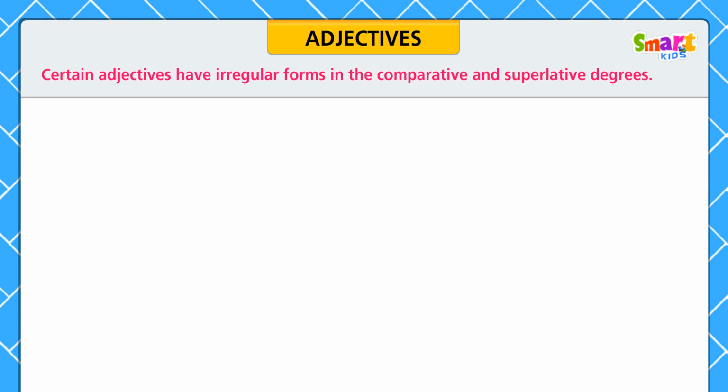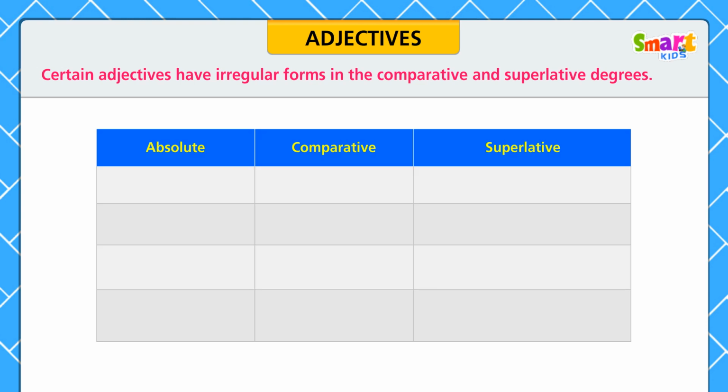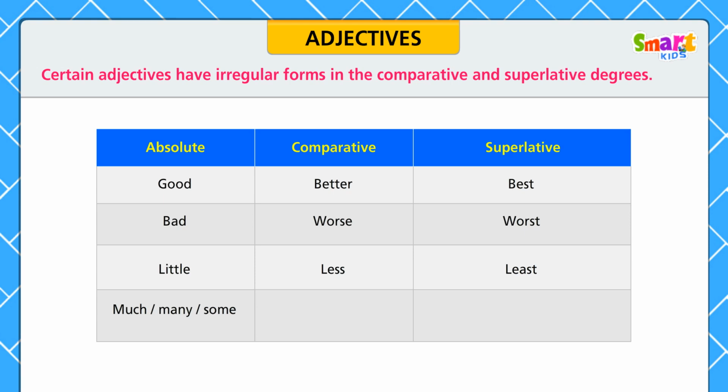Certain adjectives have irregular forms in the comparative and superlative degrees: absolute, comparative, superlative. Good, better, best. Bad, worse, worst. Little, less, least. Much, many, some. More, most.